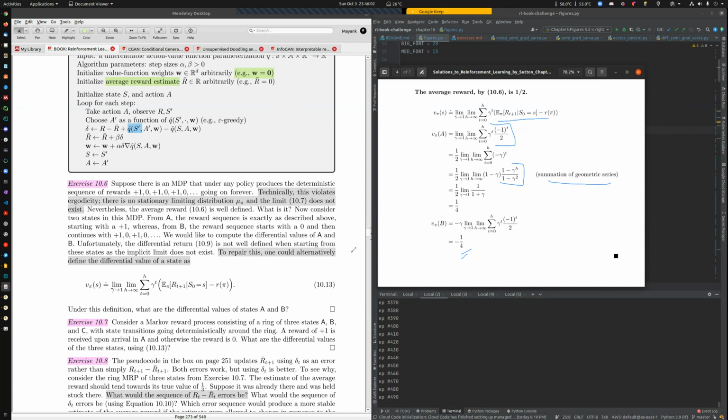So for this alternating reward sequence, we have two values for our possible states: plus one quarter if we start with positive reward, and negative one quarter if we start with zero reward. And all the states are equivalent in this case. So those are the two values we have for the possible different states in this Markov decision process, A and B.